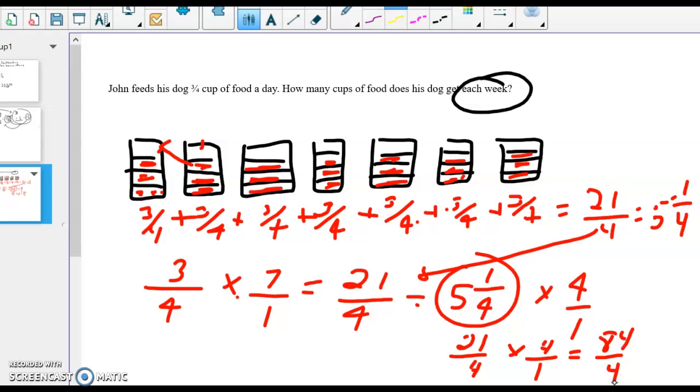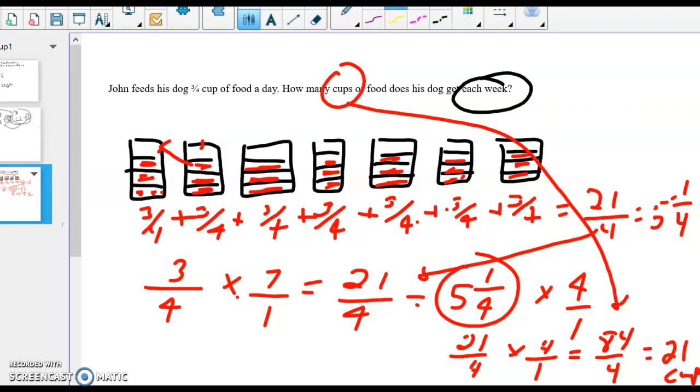And then how many times does 4 go into 84? Right? That would tell you how many cups, we're looking for cups of dog food. So 4 goes into 84, how many times? 21 cups. So you'd have 21 full cups of dog food.